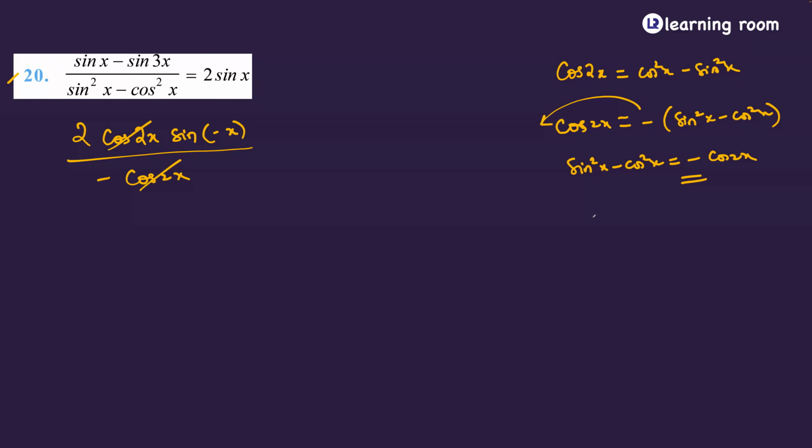Remember, sine of minus x is minus sine x. Cos of minus x is cos x, but sine of minus x is minus sine x. So here, 2 times sine of minus x will become minus sine x. I took the minus outside, divided by minus 1. So minus and minus will get cancelled. Answer is 2 sine x.